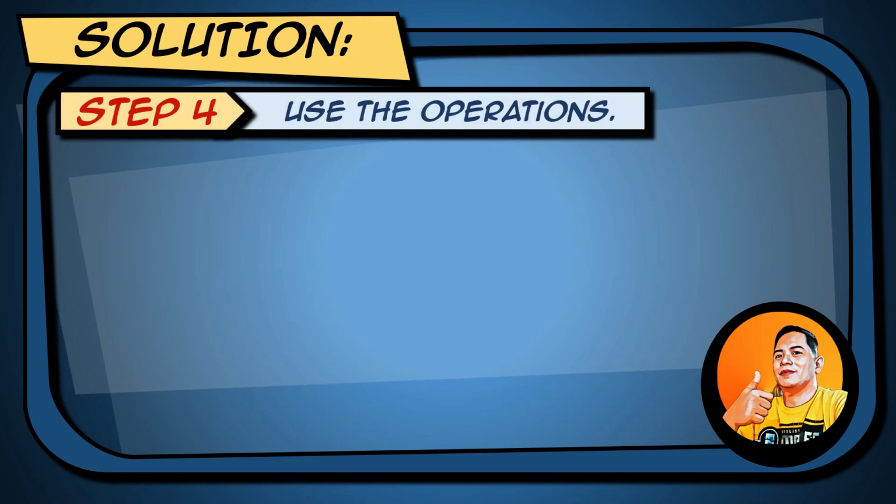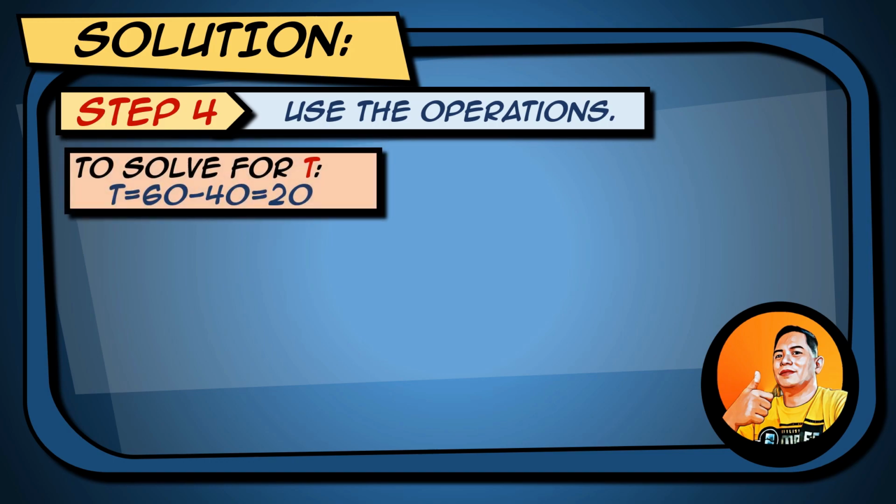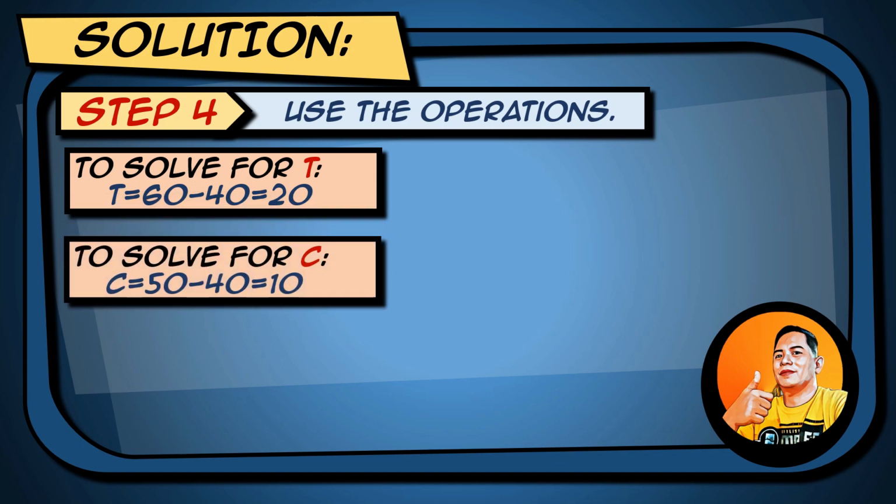Let's proceed to step number 4, use the operations. Let's solve now for T. So T equals 60 minus 40 equals 20. Therefore, 20 is the total number of students who like iced tea only. And to solve for C, we have C equals 50 minus 40, which equals 10. Therefore, the total number of students who like iced coffee only is 10.